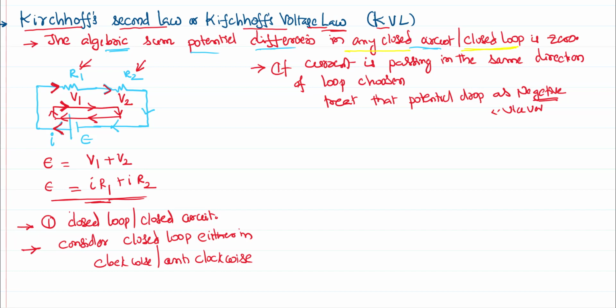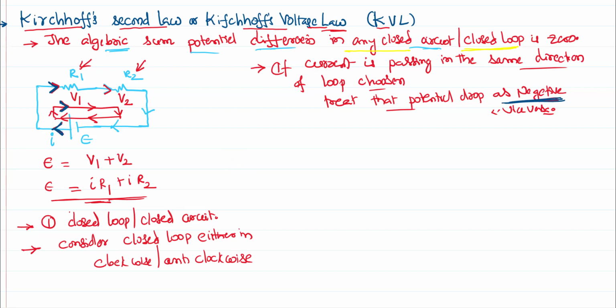And of course, obviously vice versa. What do you mean by vice versa? If the current is passing in a resistor in the opposite direction to the loop chosen, treat that EMF as positive. In the same direction means negative, in the opposite direction means positive, right? That's the one condition. So let's try to apply that here. See here, this is the direction of the current that is passing, because current passes from the positive plate of the battery. This is the direction of the loop that we have chosen. Both of them are in the same direction, so the potential drop across that is negative as per the rule.